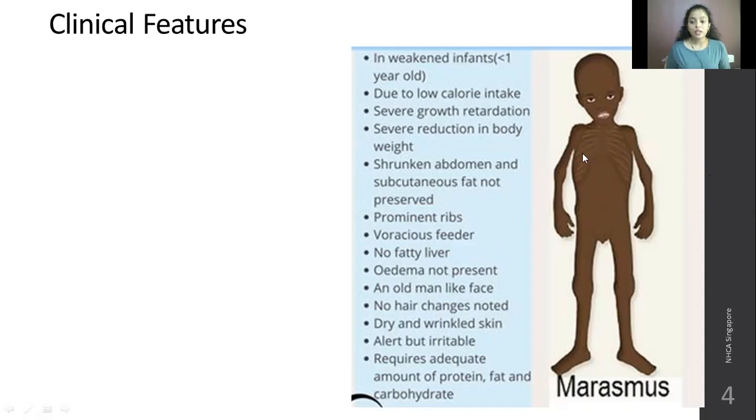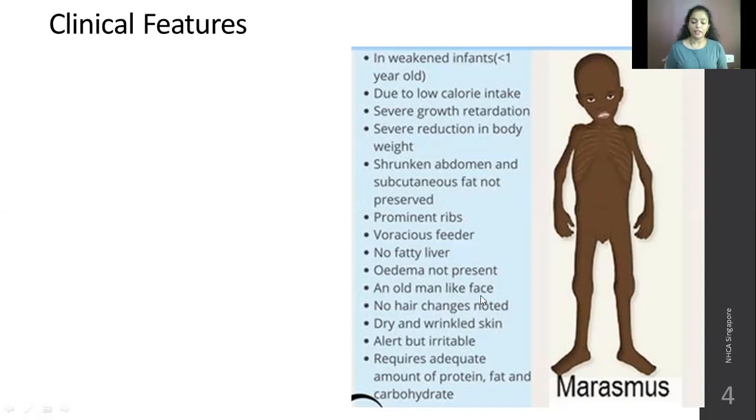Prominent ribs, you can see here, the child's ribs are very prominent, not just the ribs, any bony prominence that the child may be having in the body, everything is very prominent. The joints, you can see the elbows, knees, all the bony prominence are very much prominent. Voracious feeder, the child will be hungry all the time, but whatever the child will be having is not metabolized enough in the body. There is no fatty liver. Fatty liver is something which we will say in kwashiorkor. Edema is not present.